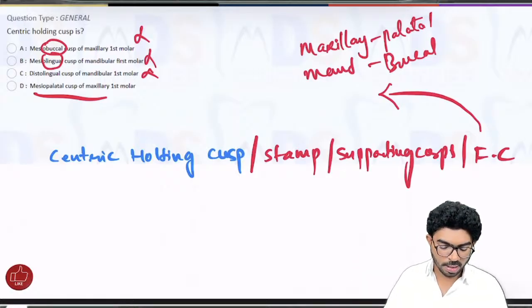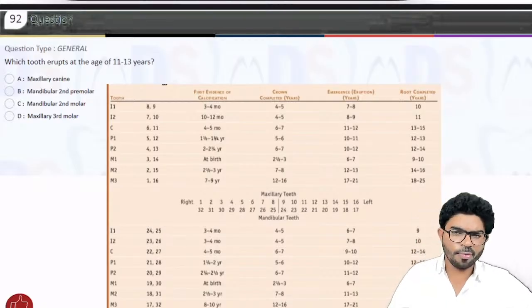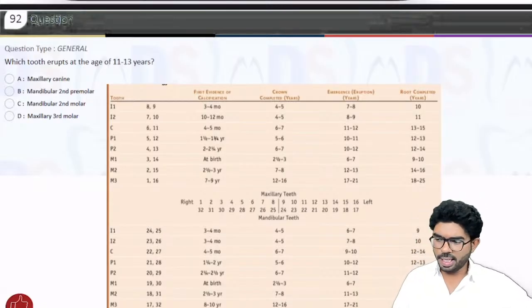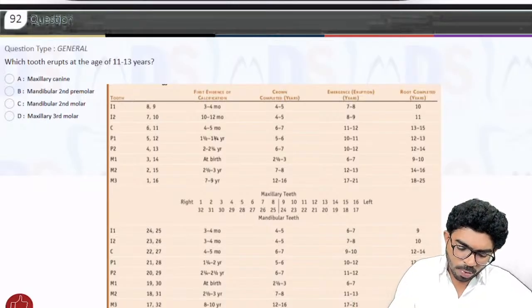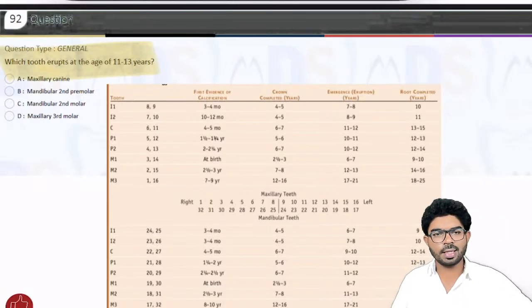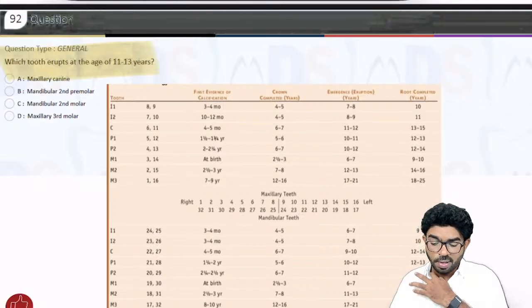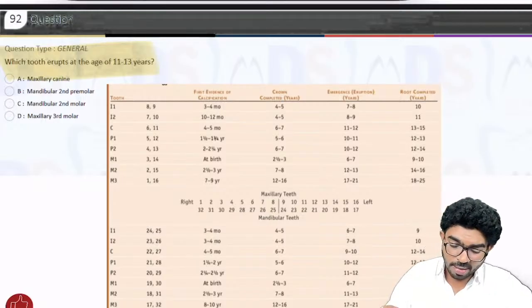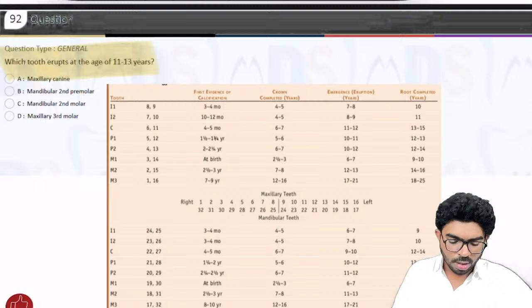Done. Then comes 92. Again, you have a question. Again, this is a very old question of the NEET examination. A little controversy is there, but it's okay. But I want you to check this. Whenever you have a question like this, tooth erupts at the age of 11 to 13 years. So now you have the eruption sequence nicely given here. So let's keep the eruption sequence aside and try to write it down.